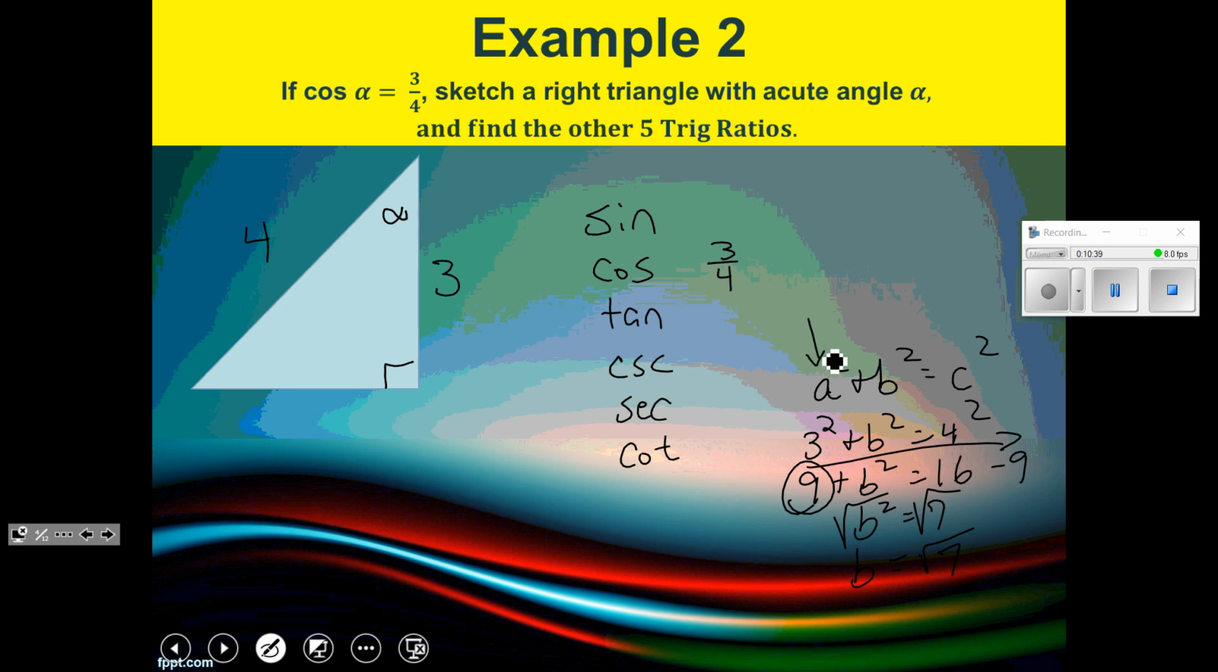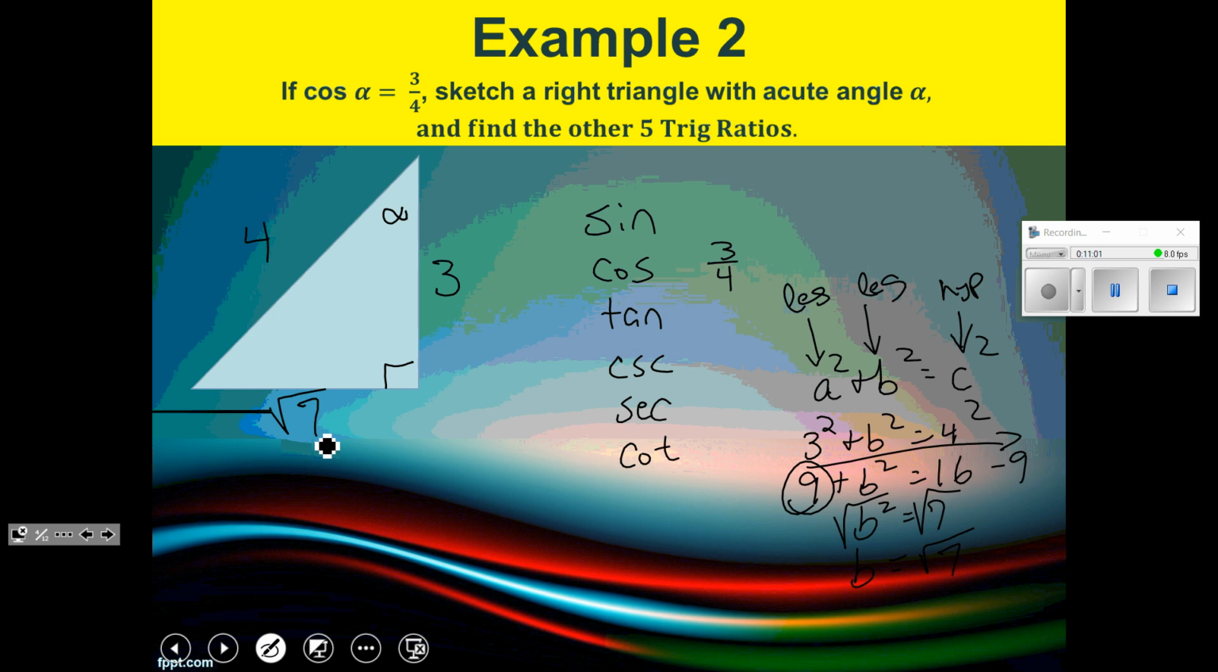A is a leg, B is a leg. It doesn't matter. I could have put the 3 for the B and A wouldn't matter. C always has to be your hypotenuse. And these are great questions. That's what I want you to ask me. So that makes our other side square root of 7.